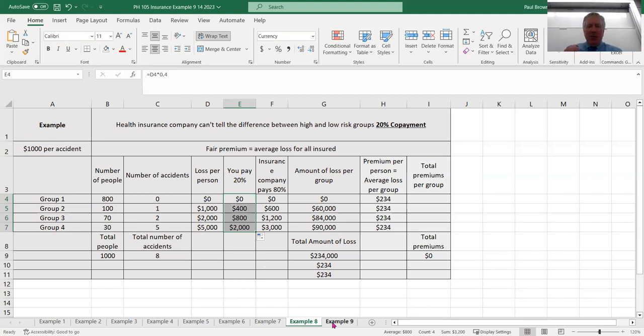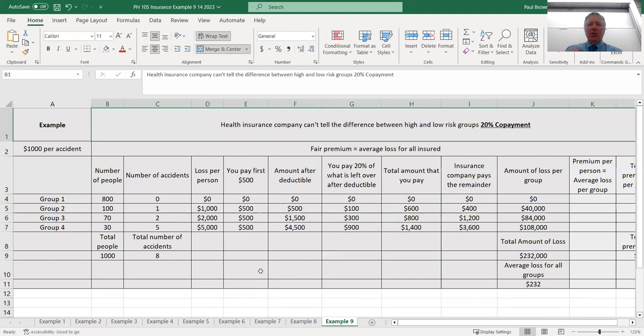And then the last one we went through, or we started to go through, is what happens if you have a deductible and a copayment. It gets kind of complicated because you could think about people paying a deductible and then paying a copayment, or people paying a copayment and that their copayment adds up to their deductible. So there are different ways it can happen.